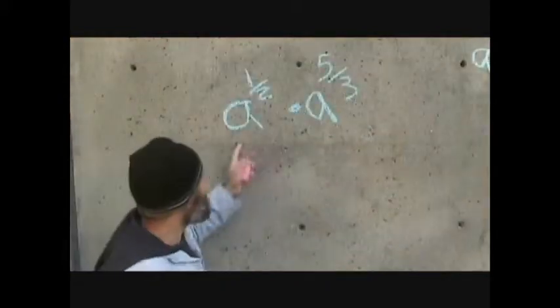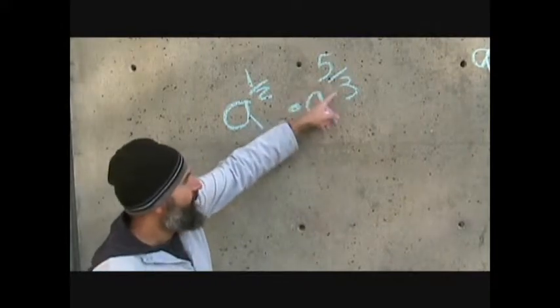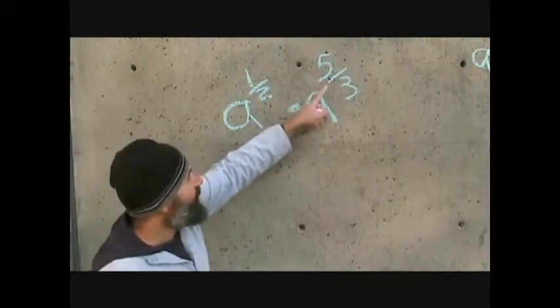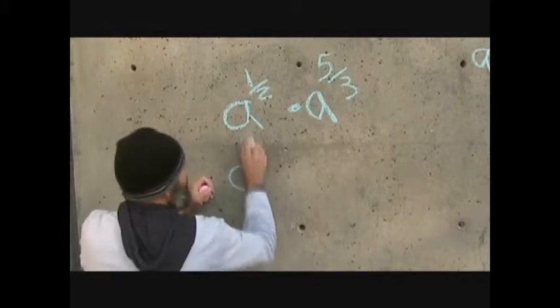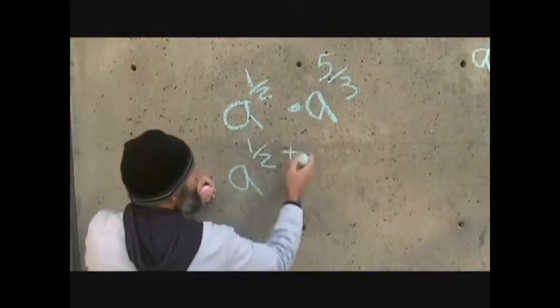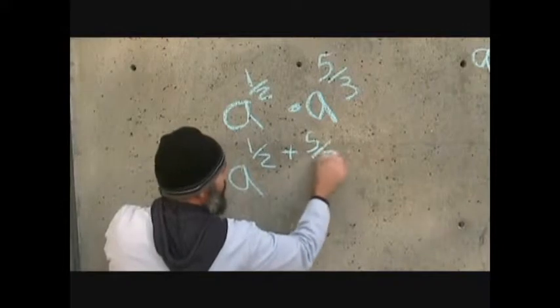If you have something like this, a to the power of a half times a to the power of 5 over 3, what you've got to do is add the exponents. So this becomes a to the power of a half plus 5 over 3.